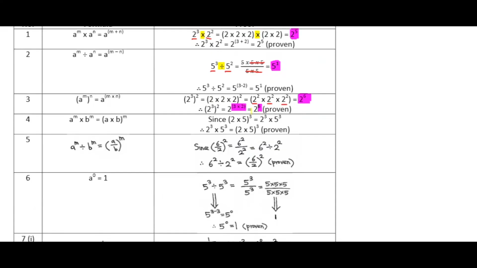And this 6 squared over 2 squared, a fraction, has a line over, which actually just means divide. So 6 squared divided by 2 squared. What I have now is that (6 over 2) squared is the same as 6 squared over 2 squared. So the reverse is also true: 6 squared divided by 2 squared equals (6 over 2) squared. Okay, so that's how I prove this.